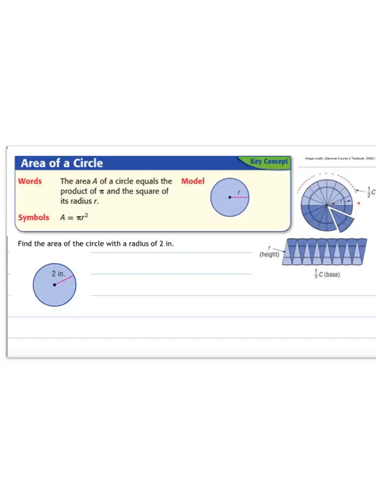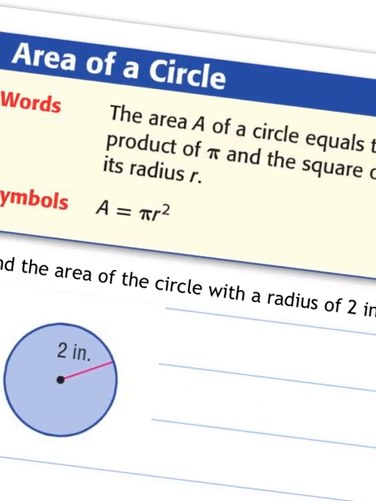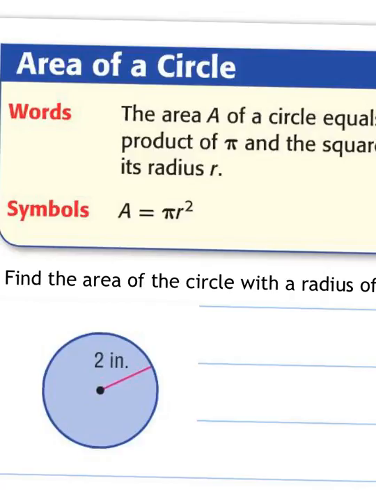All right, now we have area of a circle. The area of the circle equals the product of pi and the square of its radius. Okay, so in math, our formula is pi r squared.